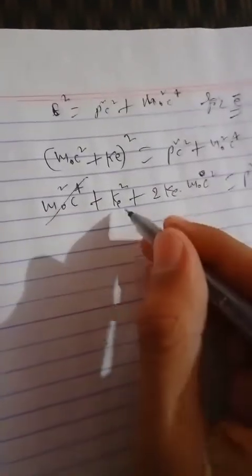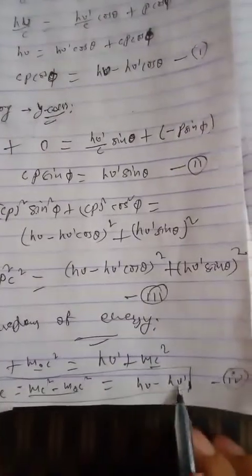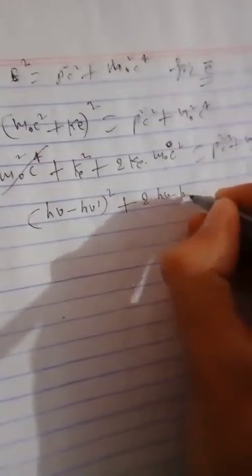This and this will get cancelled. And the kinetic energy of the electron is equal to h nu minus h nu prime. So h nu minus h nu prime whole squared plus 2, replacing ke, h nu minus h nu prime times m naught c square is equal to p square c square. Let this be equation 5.